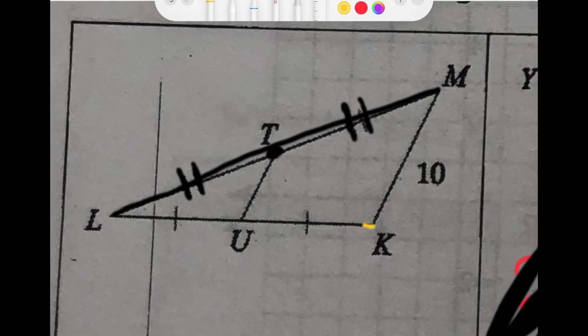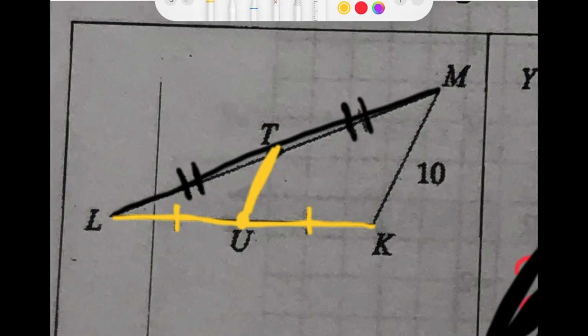Same thing with the other segment or the other side of the triangle. In between LK, the midpoint is U, and I know that because this side of the point U is congruent to the other side of point U. So this segment here is creating this relationship where we can find this distance if we know the longer distance or the longer side.